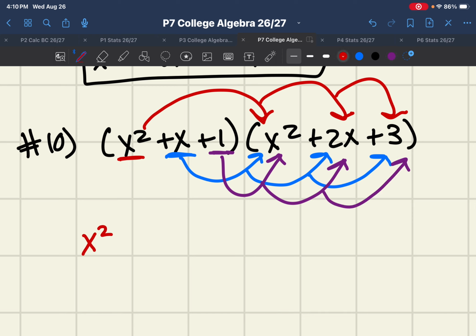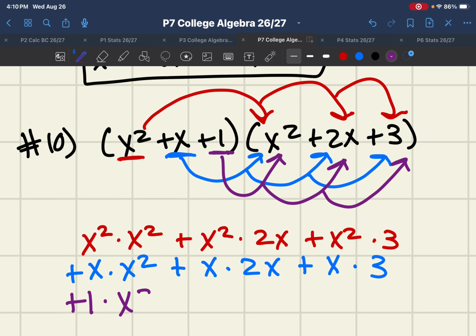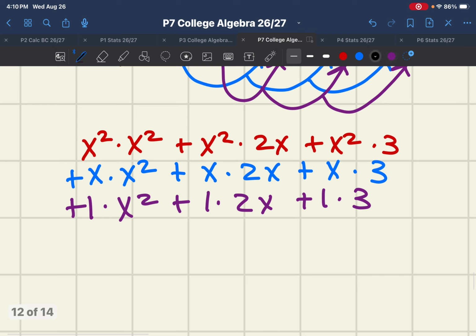So I have x squared times x squared plus x squared times 2x plus x squared times 3 plus x times x squared plus x times 2x plus x times 3, and then distribute the 1, plus 1 times x squared plus 1 times 2x plus 1 times 3. And now I combine it all together.